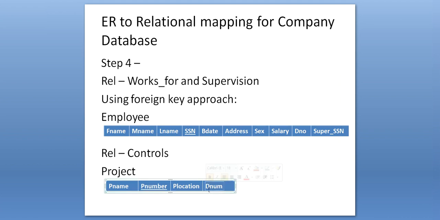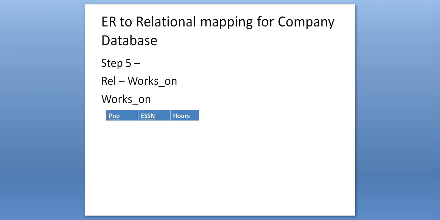Okay, so that's why we have a Dnum here. Dnum is a foreign key referring to the department relation. Okay, so that is step number 4, mapping of 1 is to n binary relationship type. After that, mapping of m is to n relationship type.